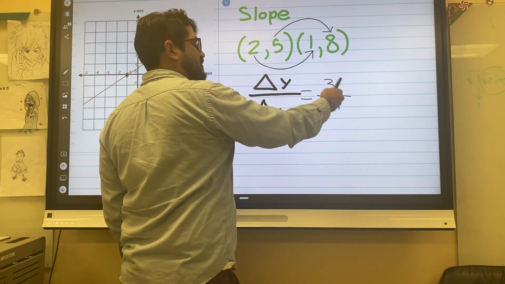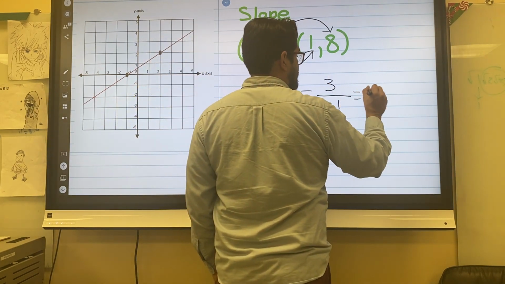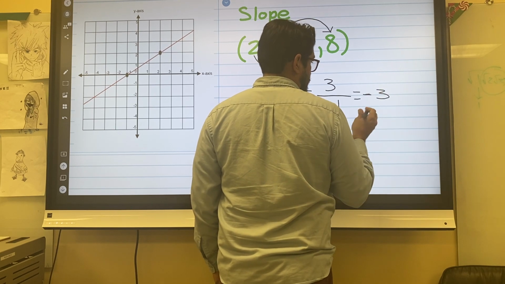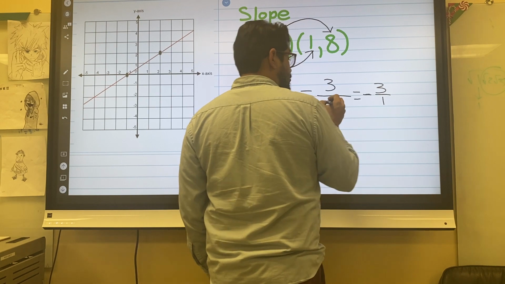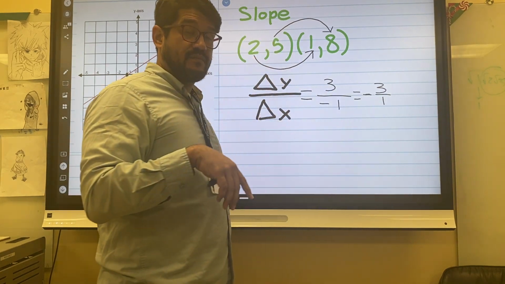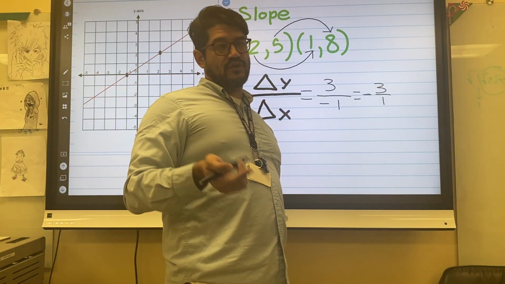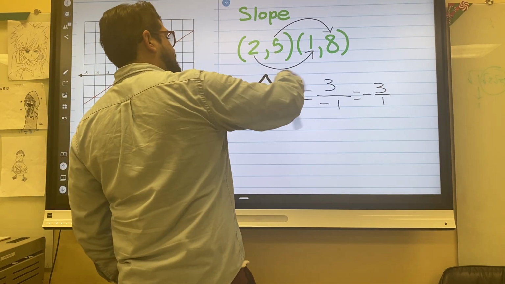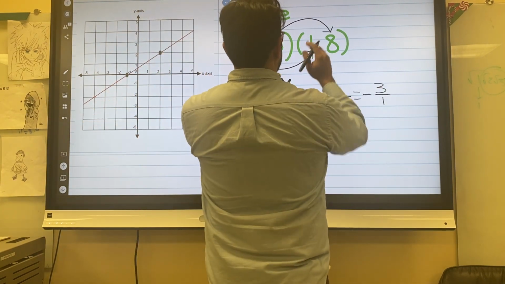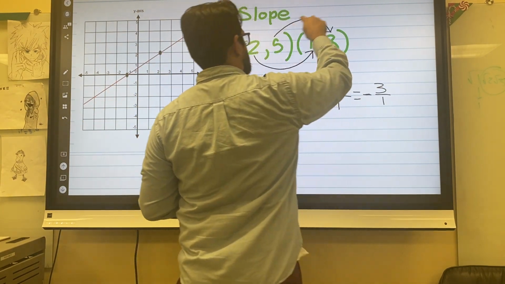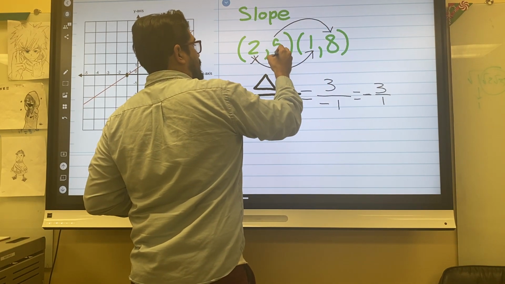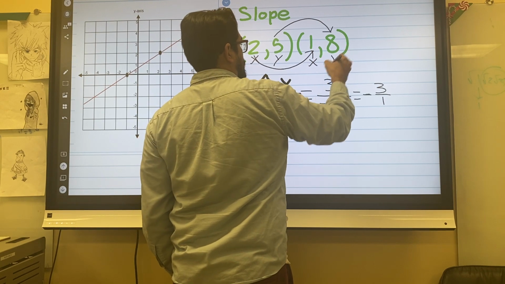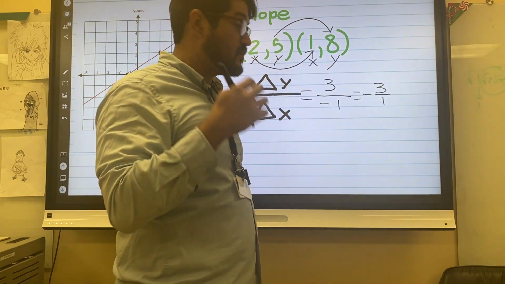So positive divided by a negative, that makes this negative 3. You could have also written it as negative 3 over 1. If one number is negative, it's negative. If both numbers are negative, it turns back into positive. But this is how you do slope when you're given 2 points. The change in y divided by the change in x. X, y, just in case you didn't know which one was x and which one was y.